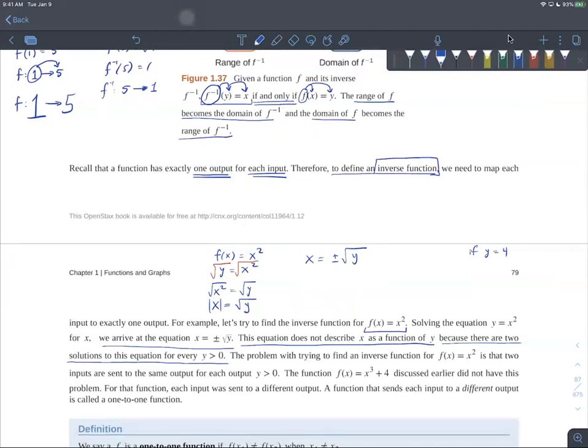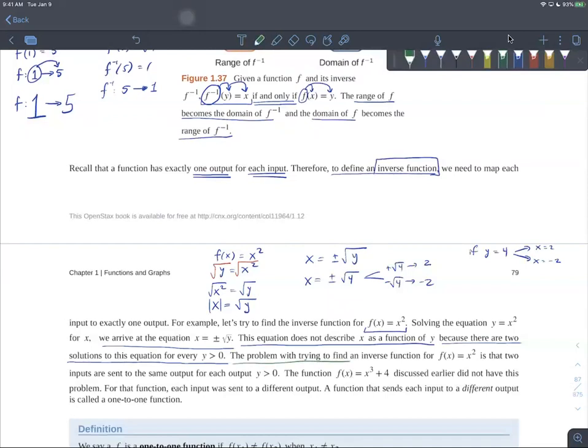And the answer turns out to be no, because if y equals 4, then x is equal to plus or minus the square root of 4. And this is two different numbers. This is plus the square root of 4, and this is minus the square root of 4. And so we get positive 2 and negative 2. We see that an input of y equals 4 gives us two outputs of x equals 2 and x equals negative 2. And so that fails to be a function. So let's read on.